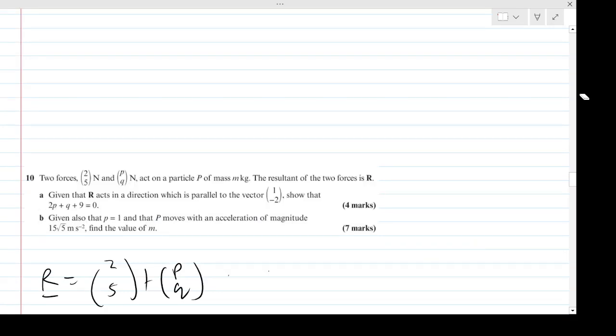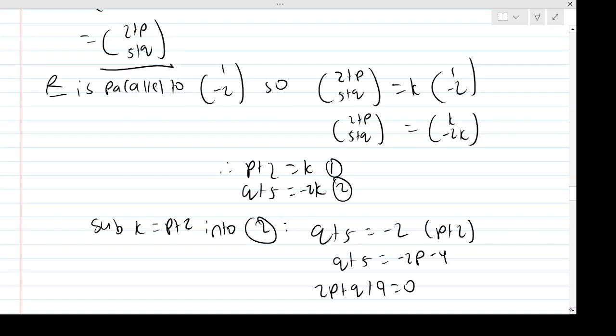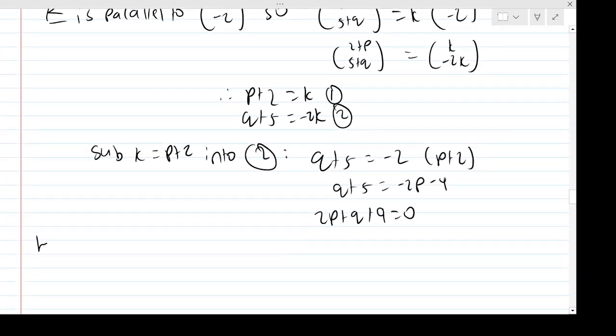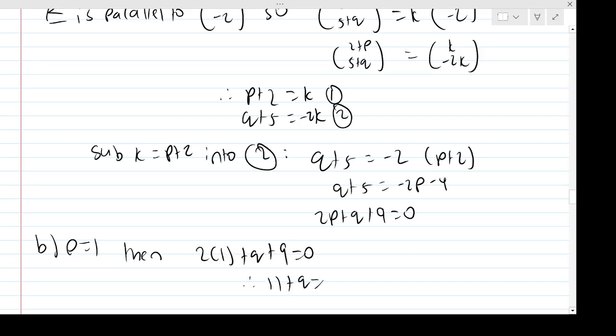We got there. Then in part B now, it says, given also that p is equal to 1 and that the particle, capital P, moves with an acceleration of magnitude 15 root 5, find the value of m. So we need to find the mass, which is now very similar to the last question we looked at. If p is equal to 1, firstly let's just deal with that. We can substitute it into this equation here. Then 2p, which is 2 lots of 1, add q add 9 equals 0. So 2 add 9 is 11. So 11 add q is 0, therefore q is minus 11.